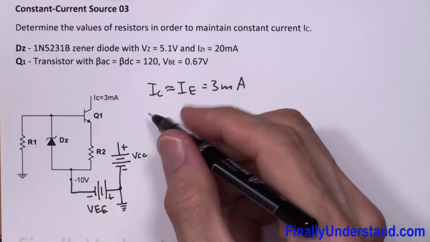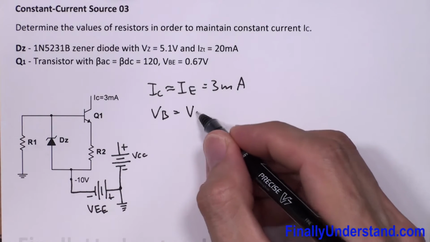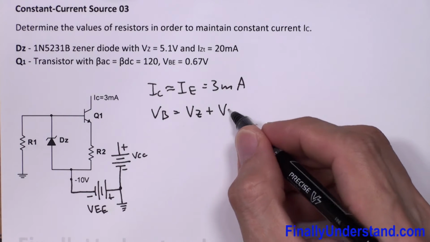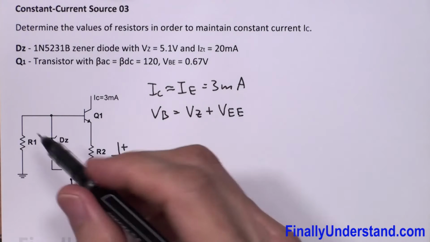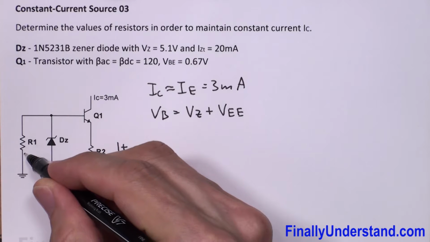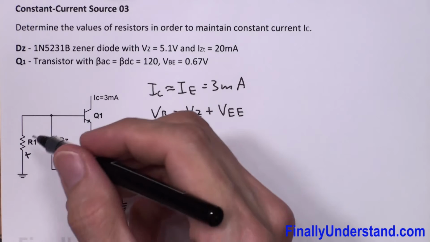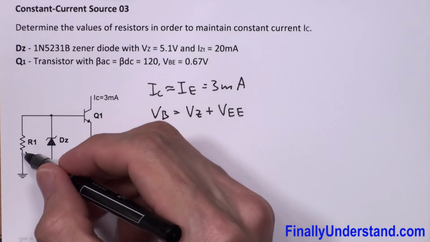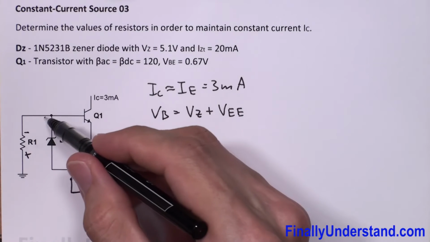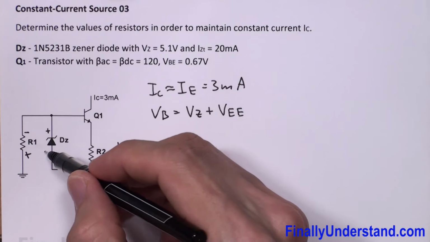So you can say that VB is equal to VZ plus VEE, because current is going to go in this way. This is going to go like this, and it's going to enter the resistor from this side. That's why I'm going to label this terminal with a positive sign, and it's going to leave the resistor at this terminal, so it's going to be negative, and it's going to enter the Zener diode. So I'm going to have positive over here and negative over here.